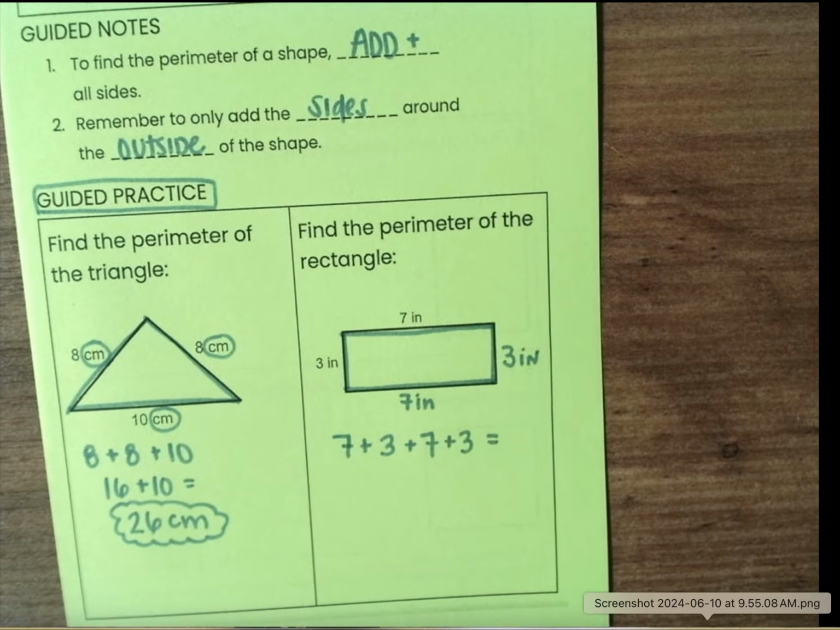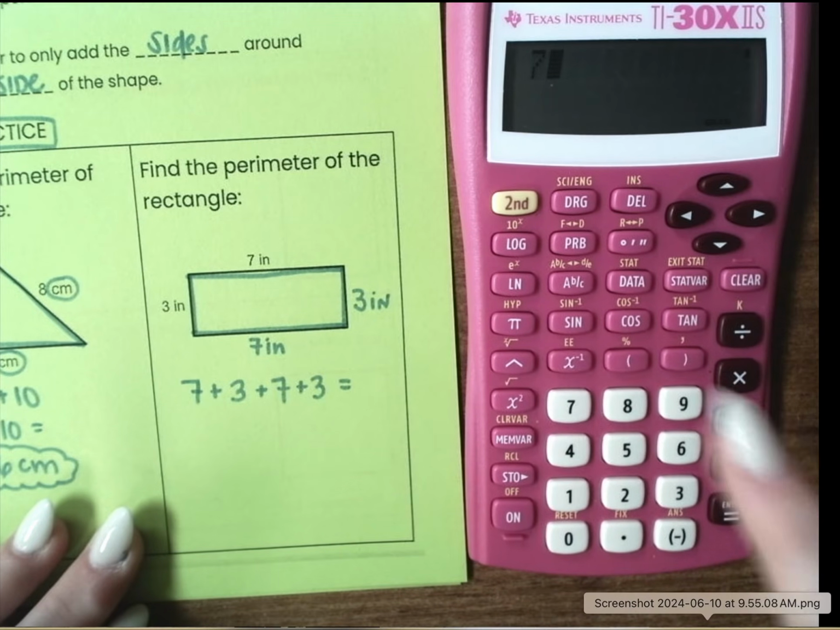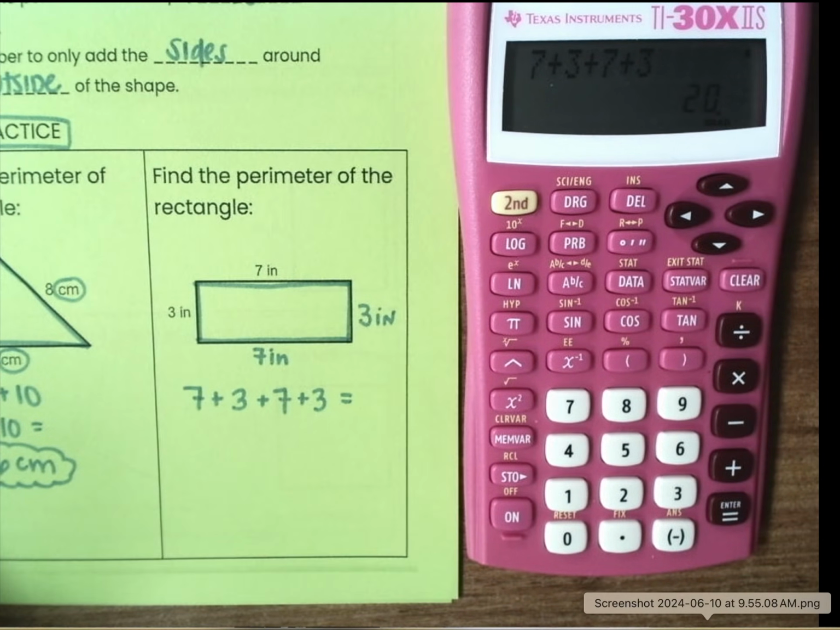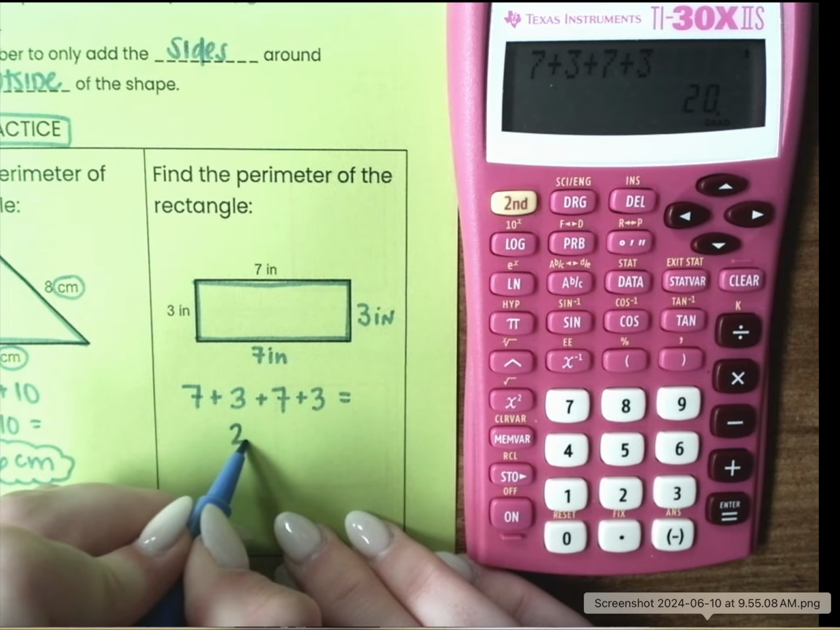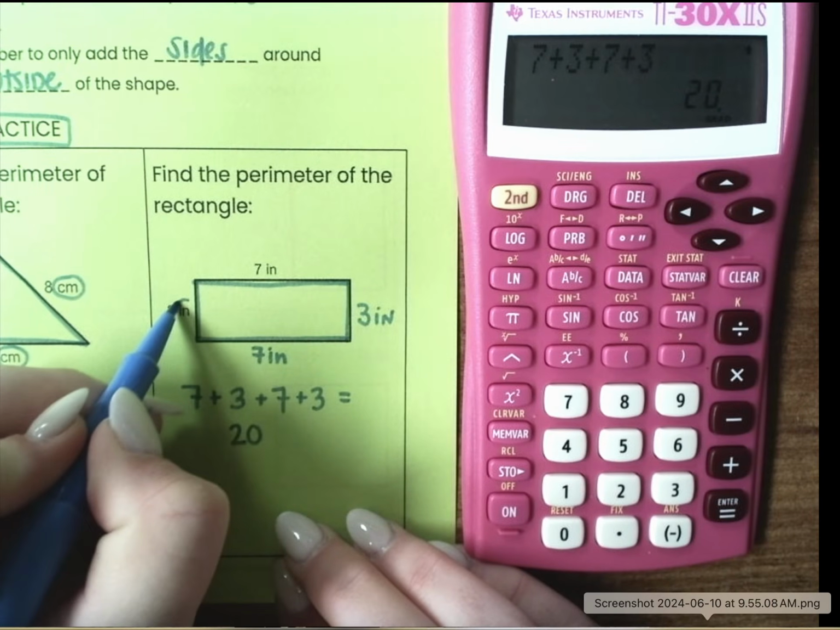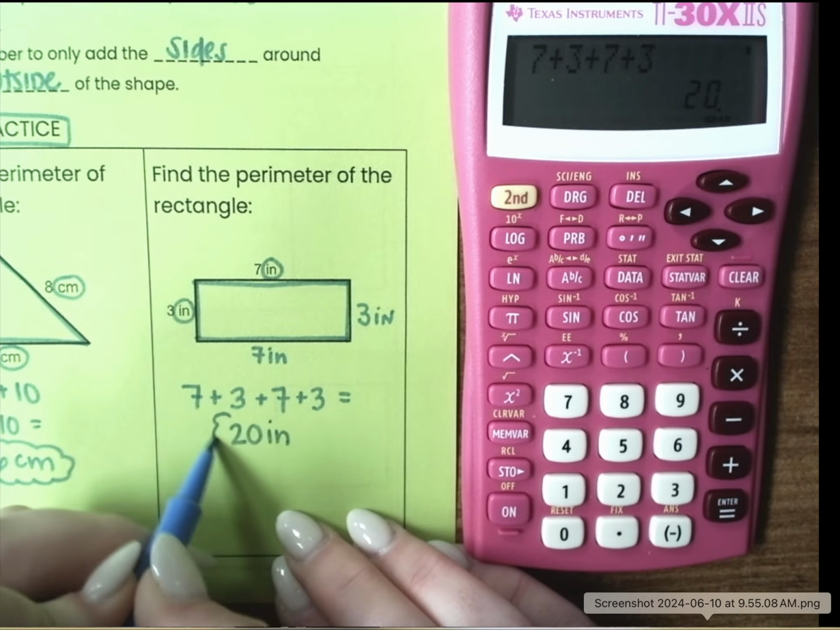And you can, of course, use a calculator if you need to. If you can do it in your head, that's great too. So on my calculator, I'm going to do 7 plus 3 plus 7 plus 3. And we get an answer of 20. We also need a label on that. It's not centimeters anymore. In this case, it is inches. So make sure that you put 20 inches.